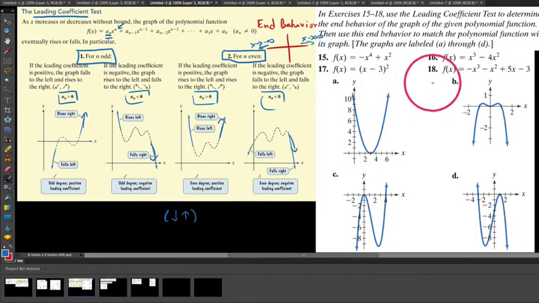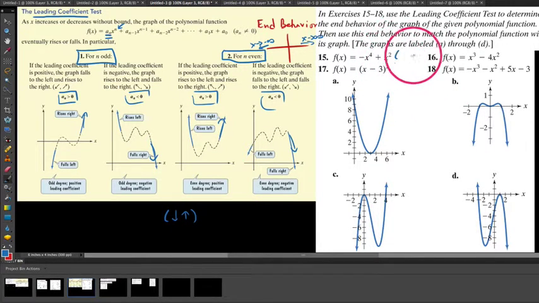And so what I want to be able to do is to 100% of the time look at a polynomial's leading coefficient and degree and be able to determine the end behavior. So that's exactly what I want to do here in 15 through 18. I want to use this leading coefficient test to determine the end behavior of the graph of this given polynomial function, and then we're going to match these with the graphs here labeled A through D.